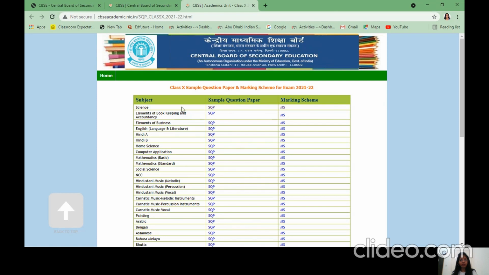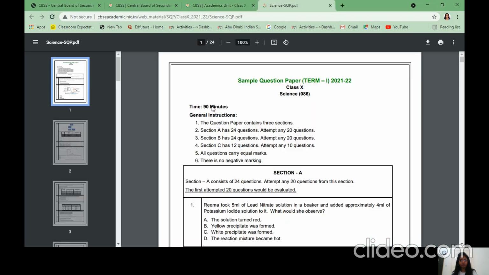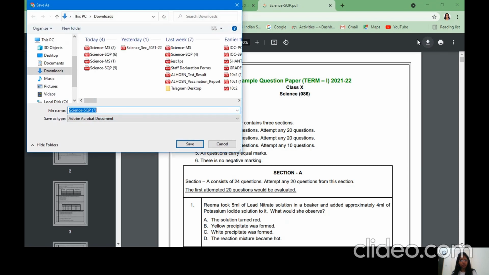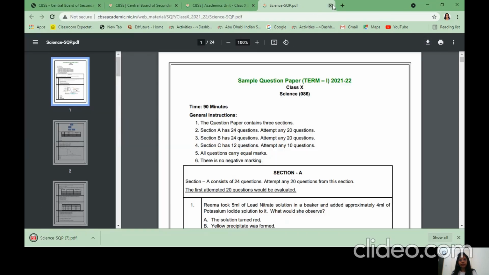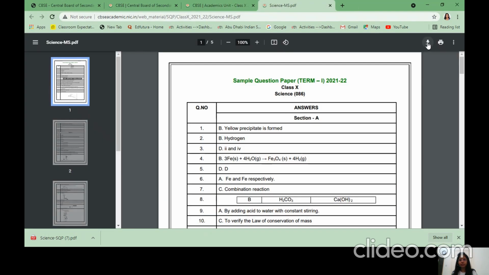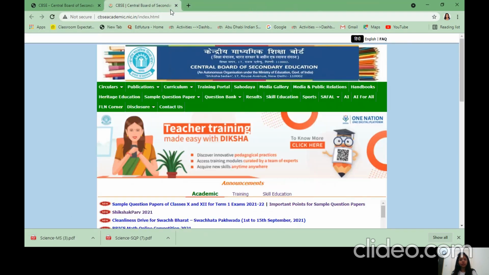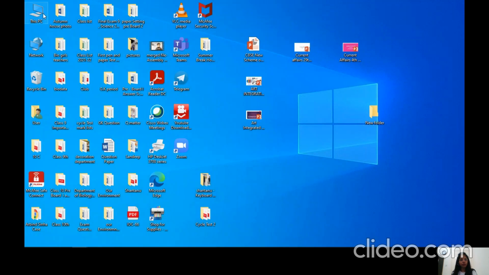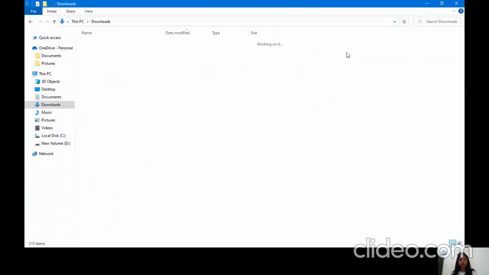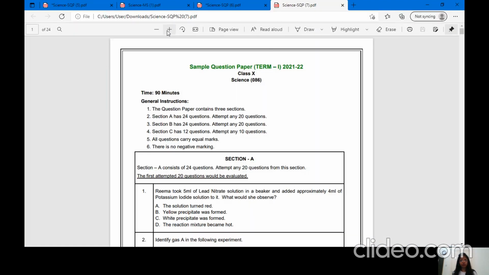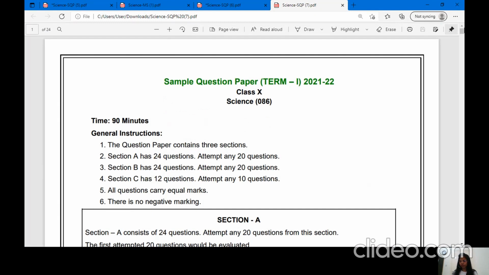So I'm clicking here. Many subjects are given on the left hand side. Their question paper and marking scheme is allocated. Now I am downloading the sample question paper for science. At the same time, I am also downloading the marking scheme, so that it will be easier for me to check my answers. Now let us come out of the CBSE website. I have closed it. Now I am going to the place where I downloaded the file. So this is the science sample question paper, term 1, 21-22.